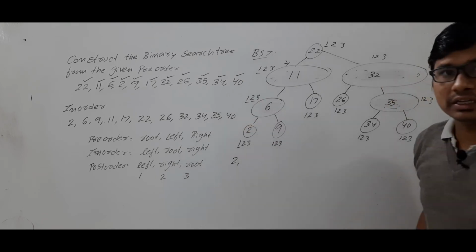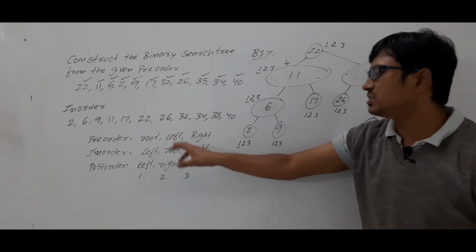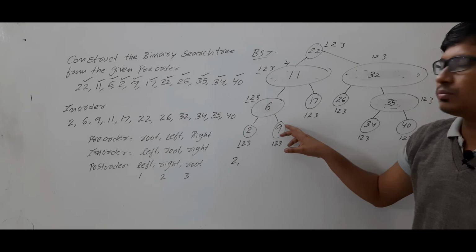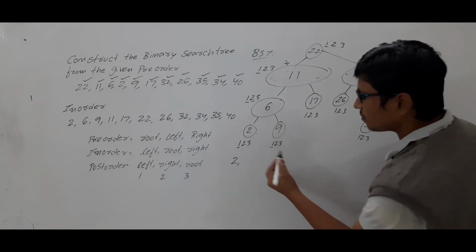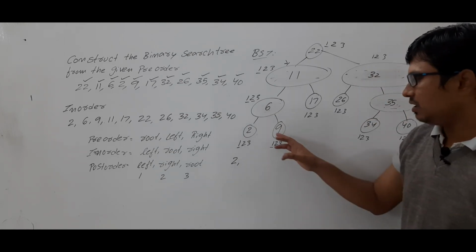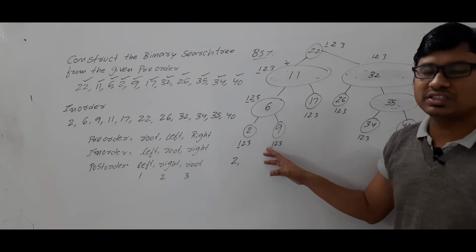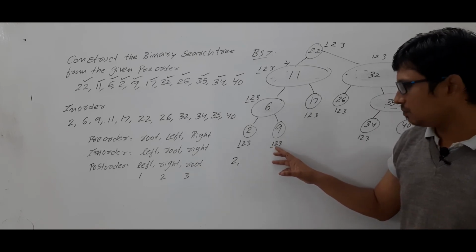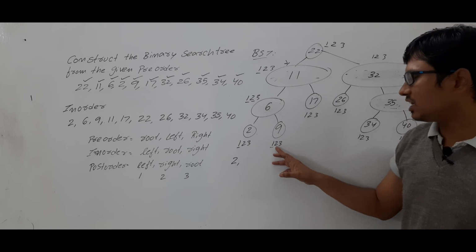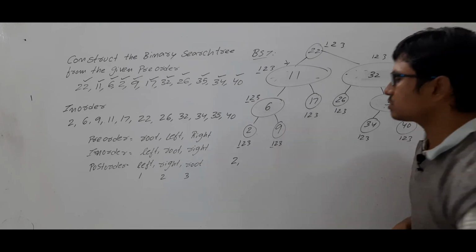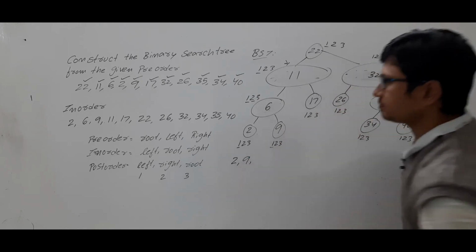Now you will have to execute the step 2. What is it? Visit the right subtree. So you will come to the 9. Execute the step 1. Visit the left subtree. There is no left subtree, so it will return the null value. Visit the right subtree. Again it will return the null value. Display the root. So 9 will be printed.